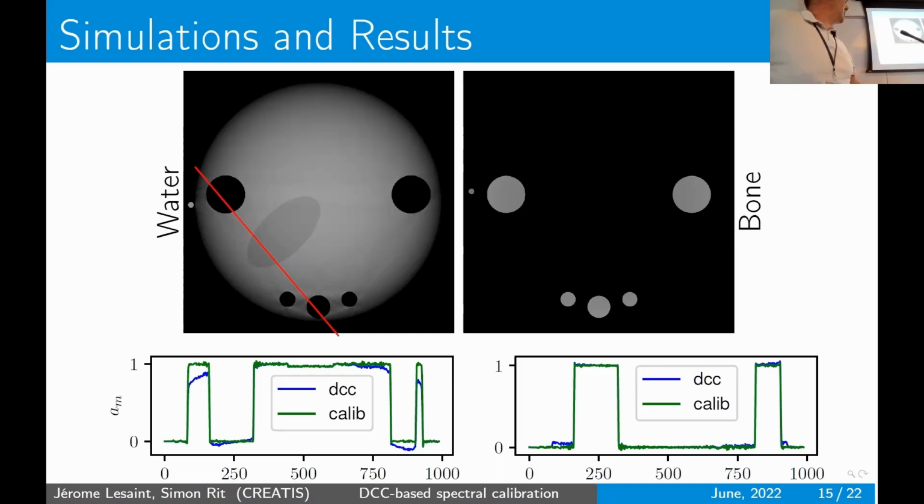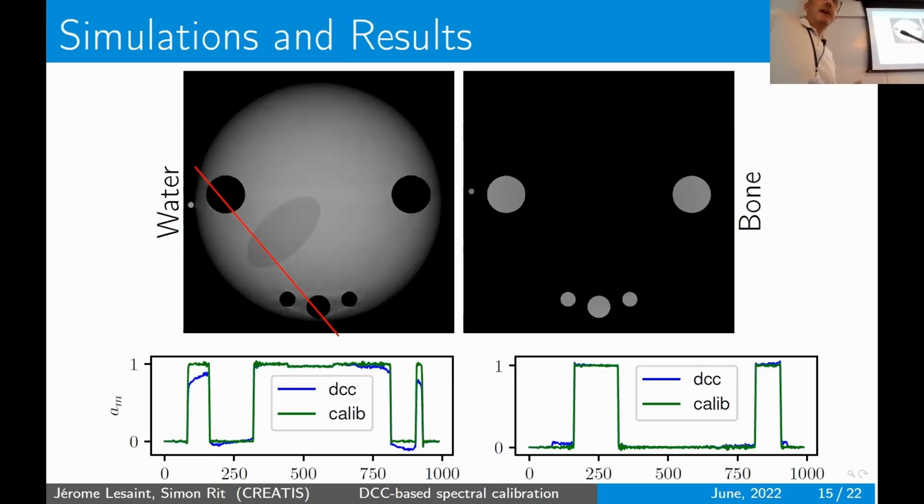If we have a closer look at the profiles along the red line segments, we can see that the low contrast feature can be recovered fairly well here, but still we have some capping and some crosstalk between the two materials. Here we have a lack of signal, corresponding to an excess of signal in the corresponding bone map.